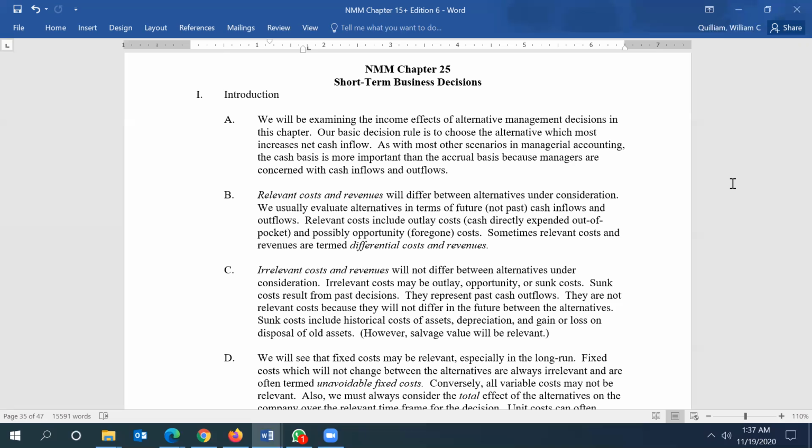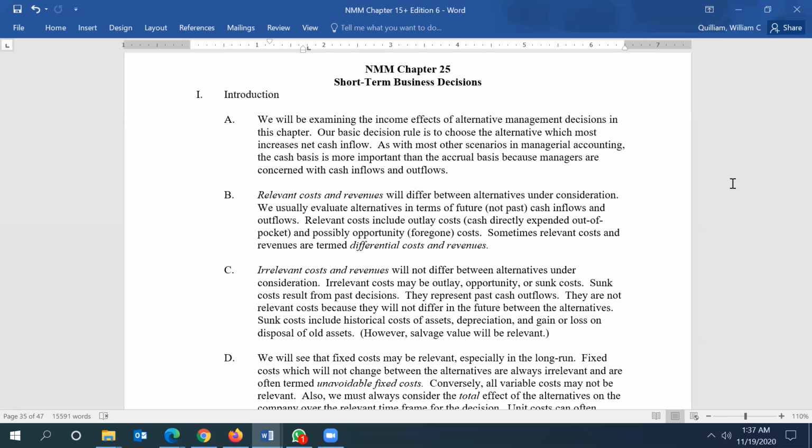Then, in the chapter, we will look at relevant costs and relevant revenues. Well, they will differ between the decision alternatives under consideration. We usually evaluate alternatives in terms of future and not past cash inflows and outflows because we can control the future, but we cannot do anything about the past. Relevant costs include outlay costs, which means cash expended directly out of pocket, and possibly opportunity or foregone costs.